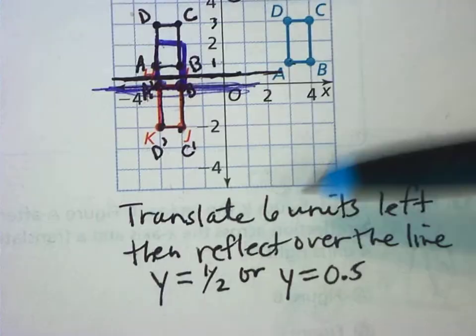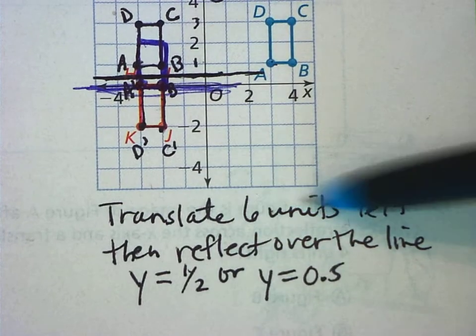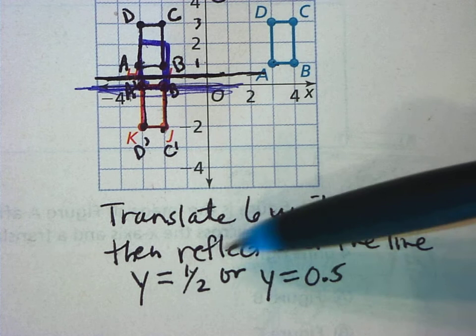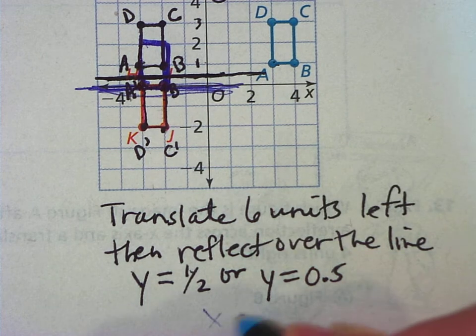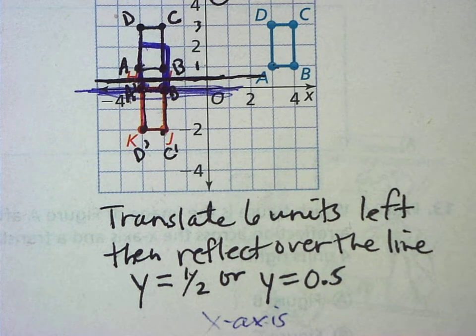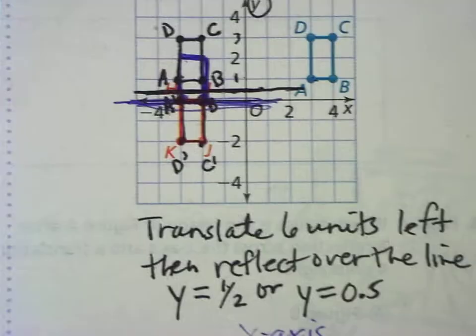So we could actually change this to say translate 6 units left and 1 unit down, then reflect over the x-axis. That's also a correct sequence. So there isn't just one way to do this. Okay, let's try number 10 at the bottom. Let's take a look at number 10.